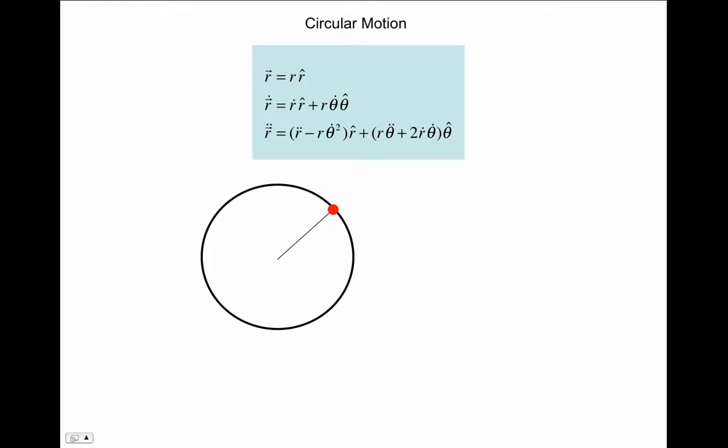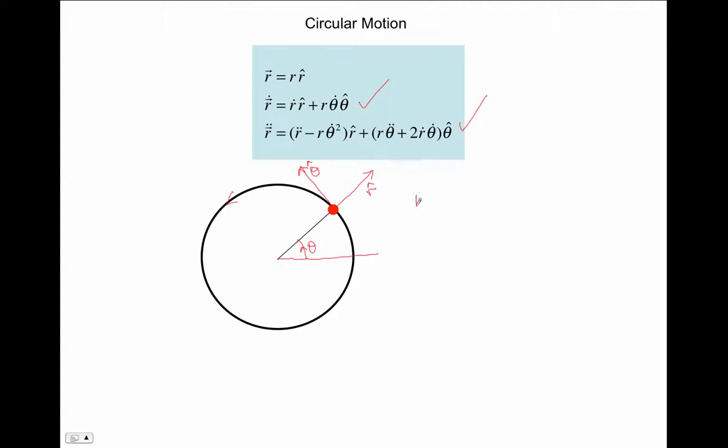Let's now apply the formula that we just derived for the velocity and for the acceleration of a particle that moves around in a circle. Here is the unit radial vector, r hat, and here is the unit vector theta hat, which is perpendicular to that. Now, this angle over here is theta, and clearly as theta increases, the unit vectors are changing direction.